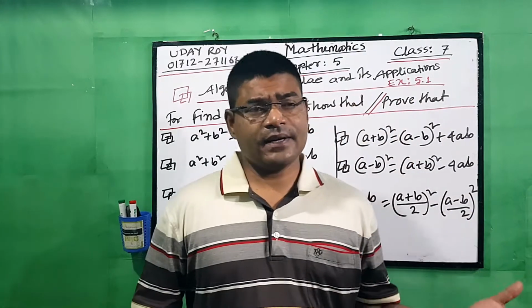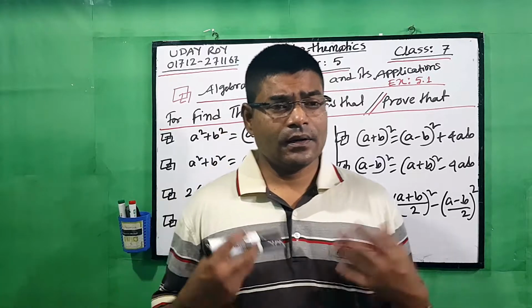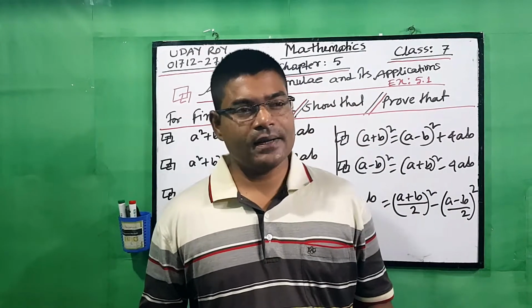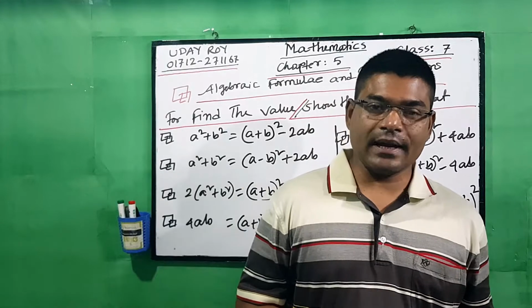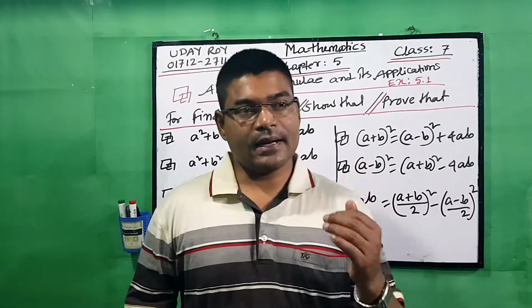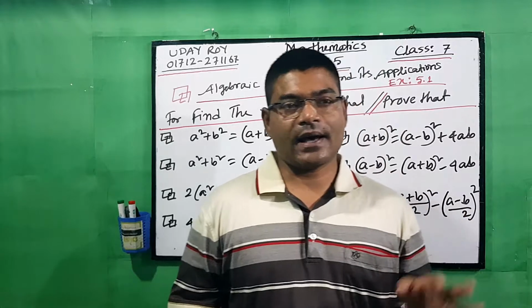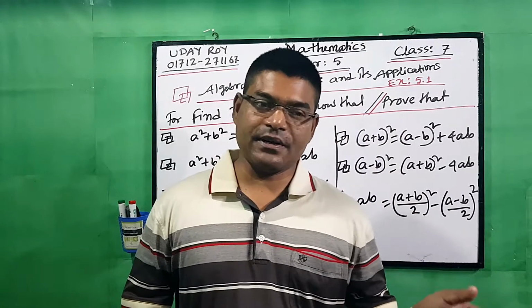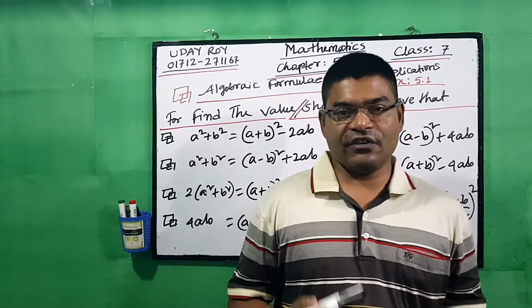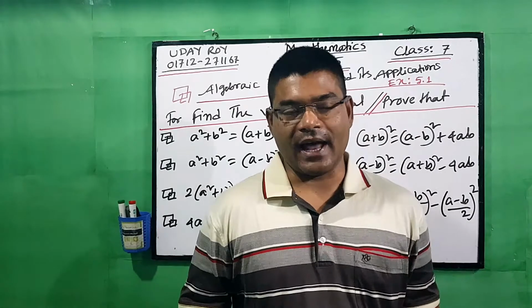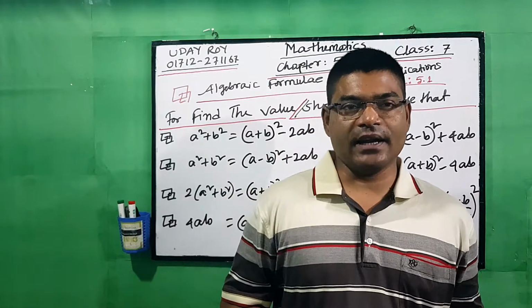We have done already 5.1, find the square: a plus b plus c whole square, a minus b whole square, and a plus b plus c whole square. Already square, find the square completed. Now our topic today: find the value, show that, prove that. Let's come to the point.